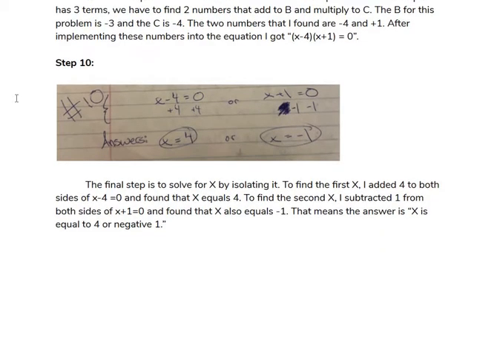Step 10. The final step is to solve for x by isolating it. To find the first x, I added 4 to both sides of x minus 4 equals 0 and found that x equals 4. To find the second x, I subtracted 1 from both sides of x plus 1 equals 0 and found that x equals negative 1. That means the answer is x is equal to 4 or negative 1.